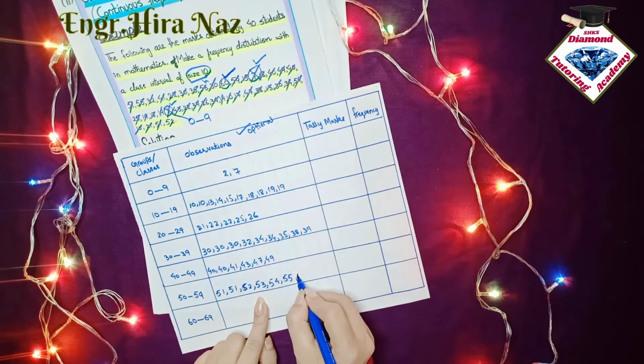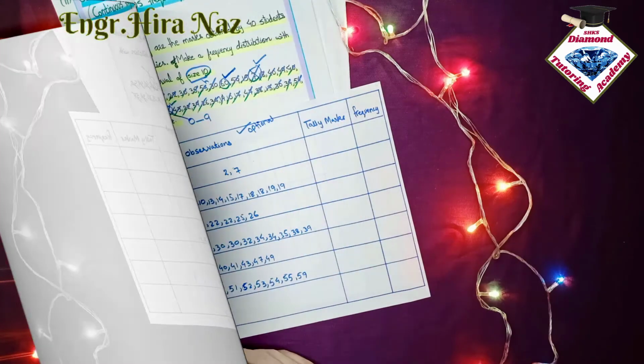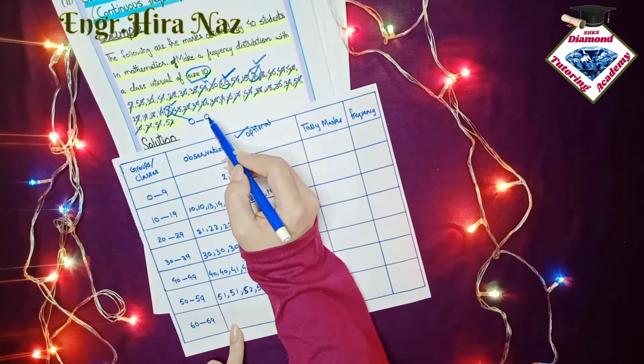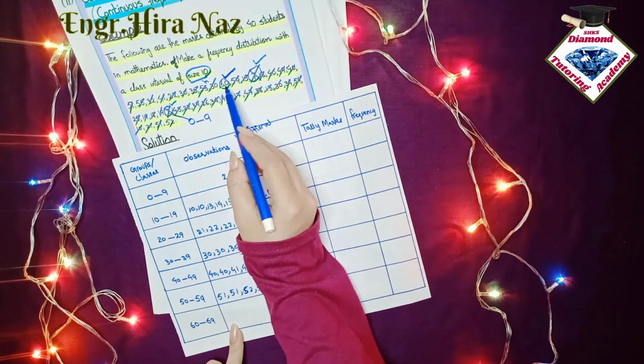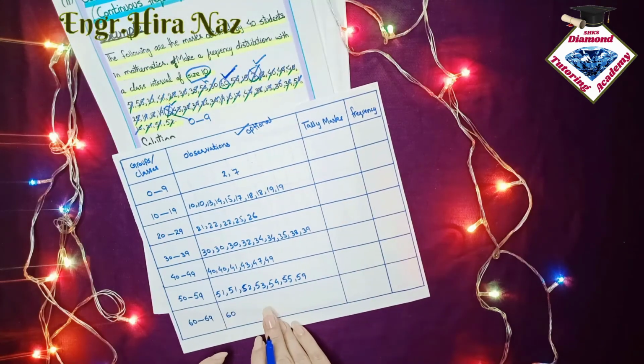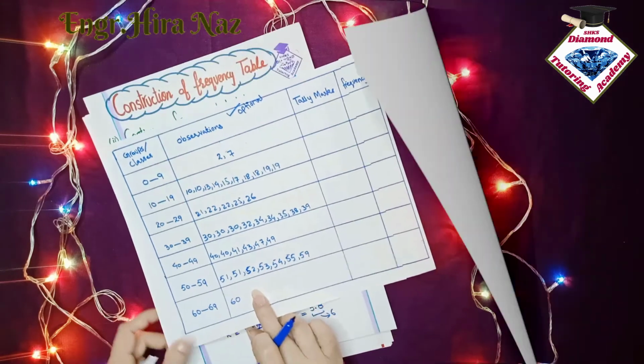and 59. So our seventh group includes 60 to 69 values, and the value in this range in our given data is only 60, because we have extended it up to 69. So only one value lies in the last group.